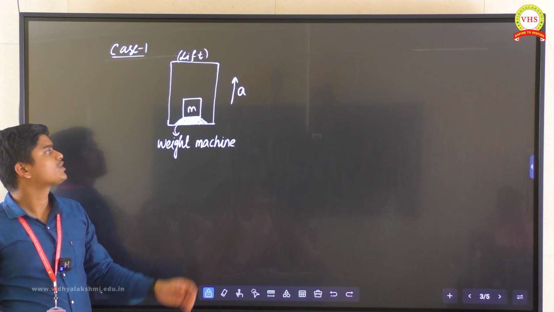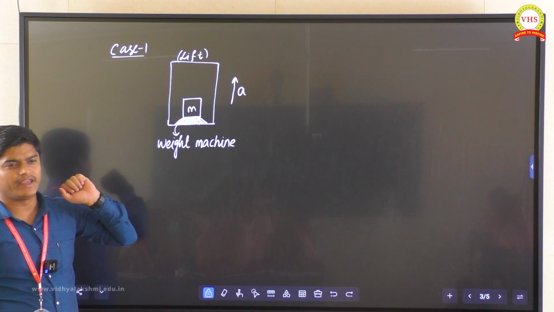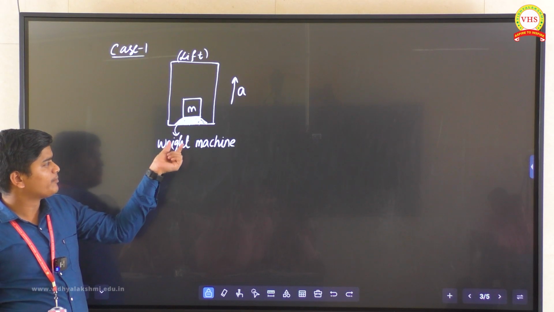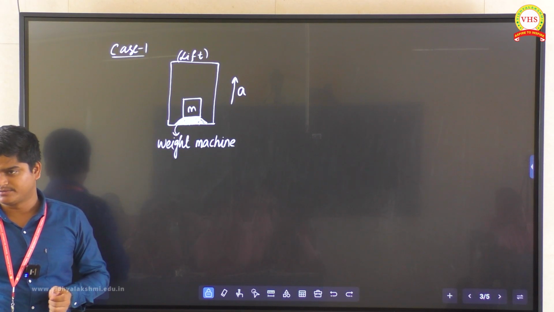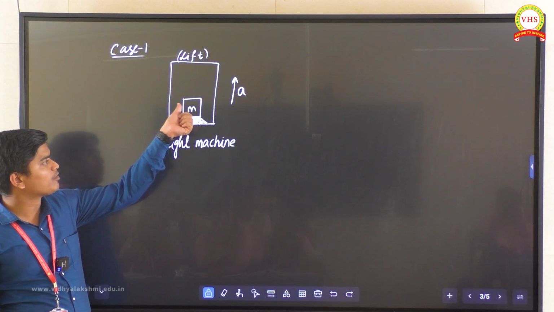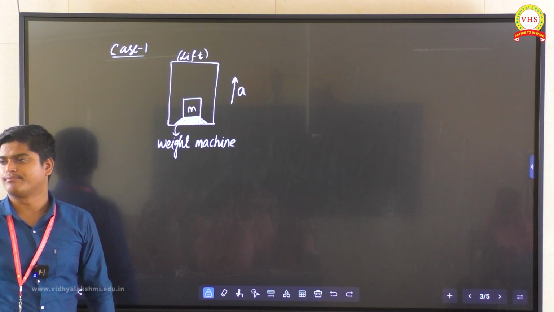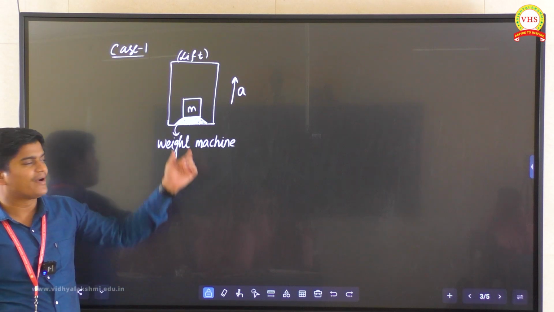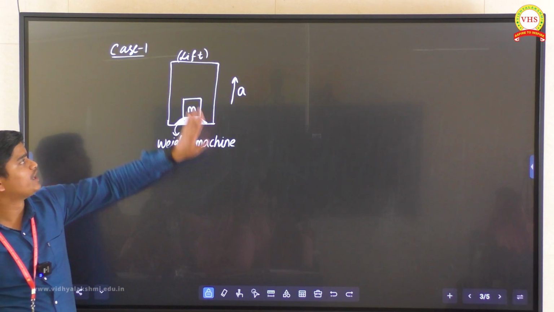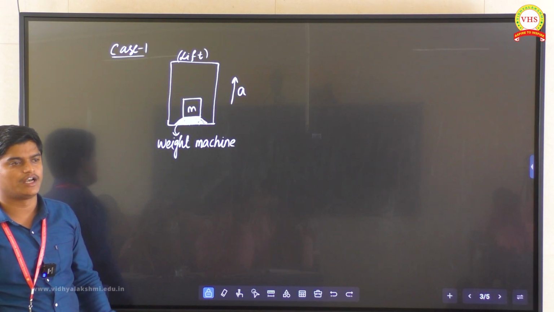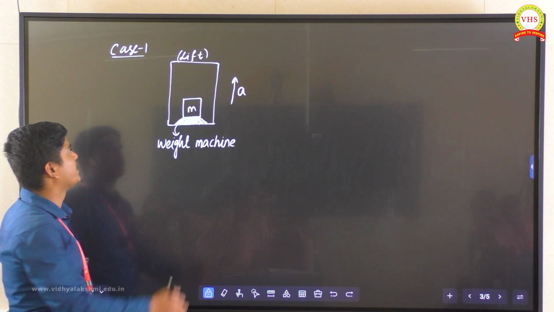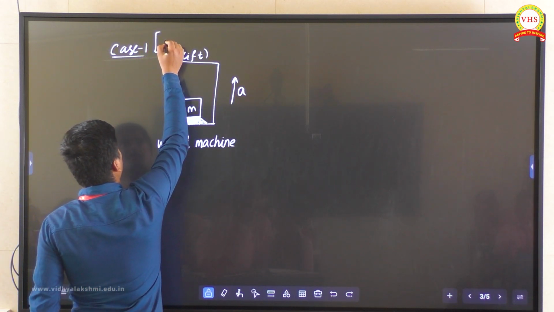Now listen. Here the question will be, what will be the measurement taken by this weight machine, or what will be the normal reaction acting on this m, or what is the apparent weight of this man when the lift is moving in the upward direction. Lift is moving in which direction? Upward direction.